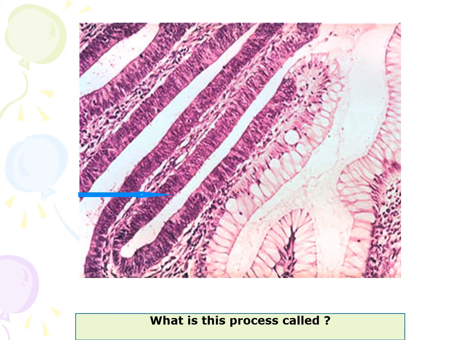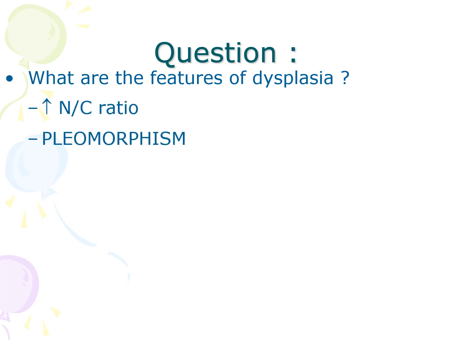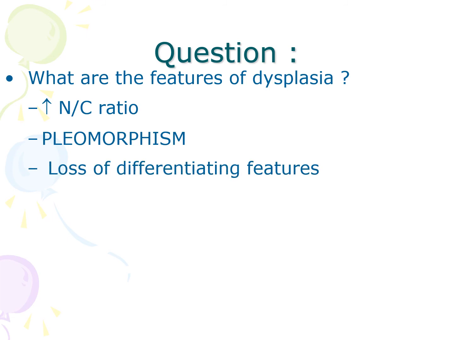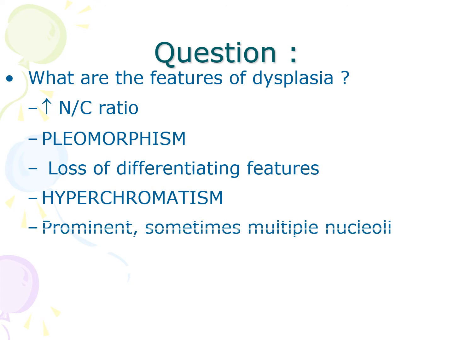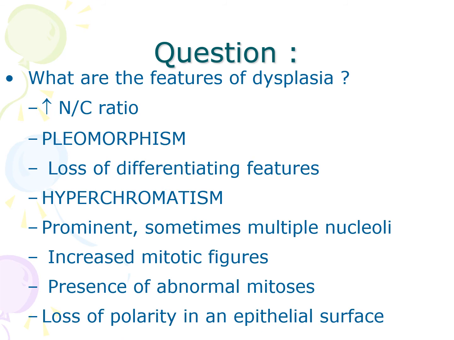Here is another example of a dysplastic polyp. What are the features of dysplasia? Increased N/C ratio, pleomorphism, loss of differentiating features, hyperchromatism, prominent, sometimes multiple nucleoli, increased mitotic figures, presence of abnormal mitosis, and loss of polarity in an epithelial surface.